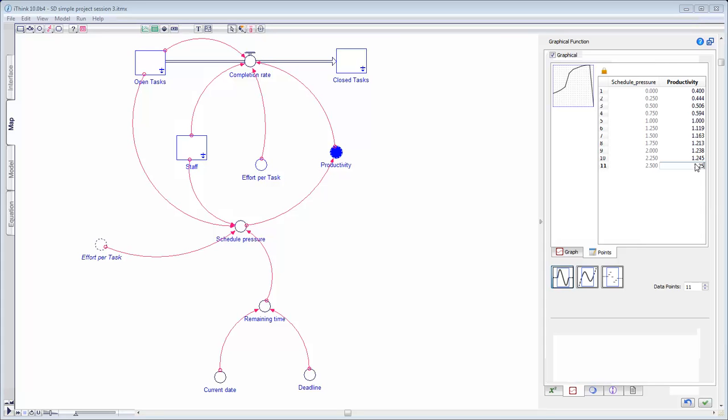Now, I will go back to define the rate of the only flow that exists in this model, the completion rate. If you take a little time to reflect, you will realize that the completion rate can be calculated at any time as the number of staff working on the project multiplied by the average productivity and then divided by the effort each task requires. So I just type this as an equation.